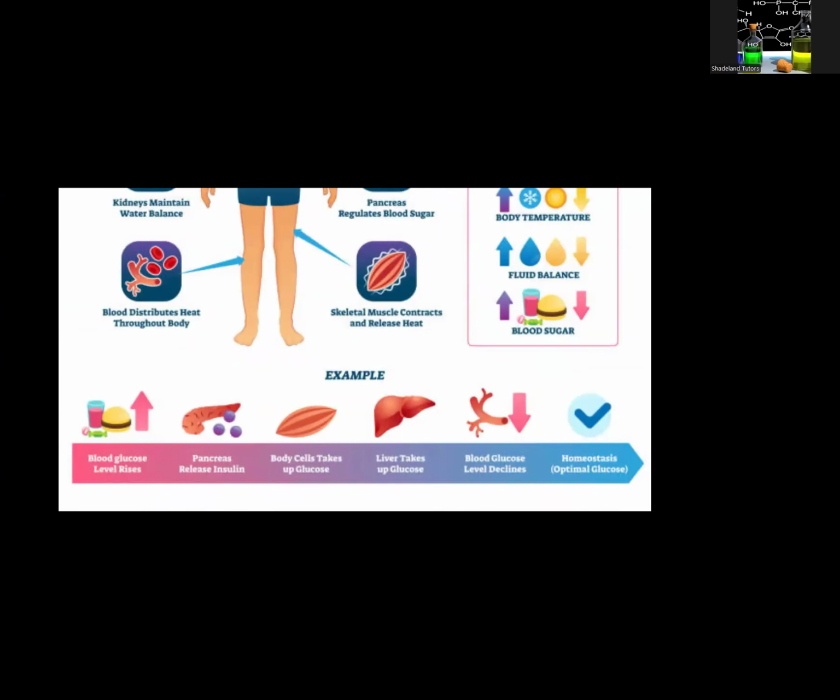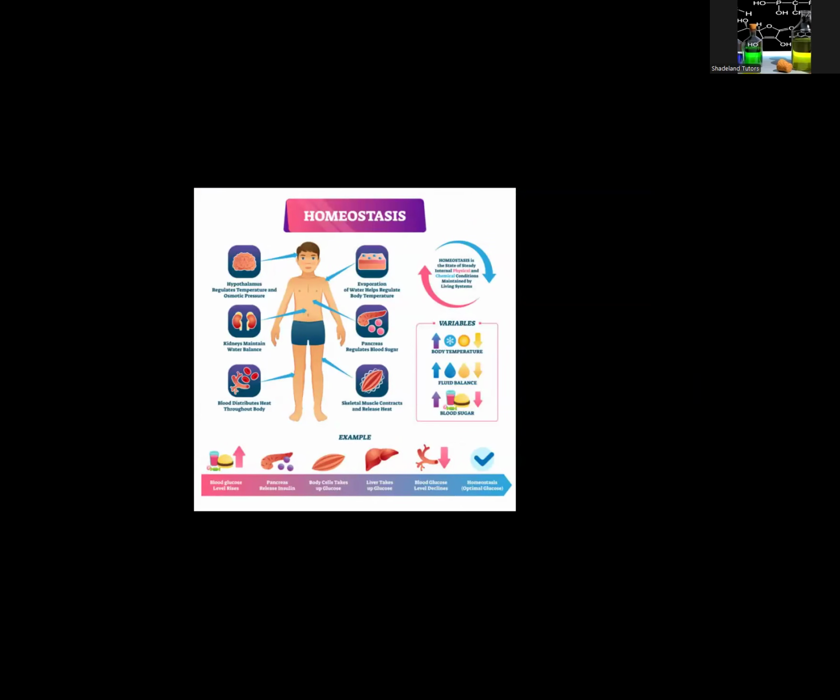Okay, not all of them. We have blood glucose level rises, pancreas releases insulin. Insulin helps blood cells to take up glucose. That way, it reduces blood glucose levels. And the liver takes up glucose, the blood glucose level declines. By that time, you can say that the body has effectively managed that situation. So the blood glucose level at the end would fall. So that's just simply the illustration of what homeostasis is all about.